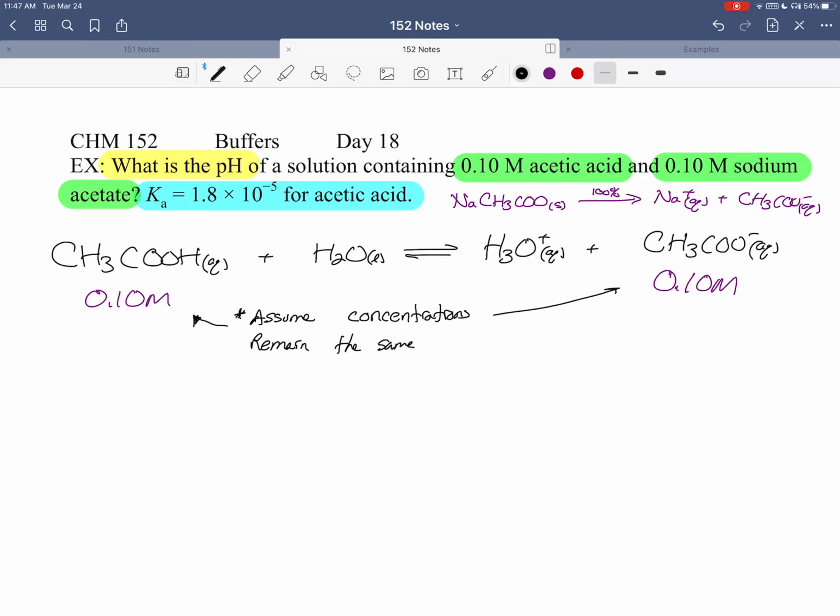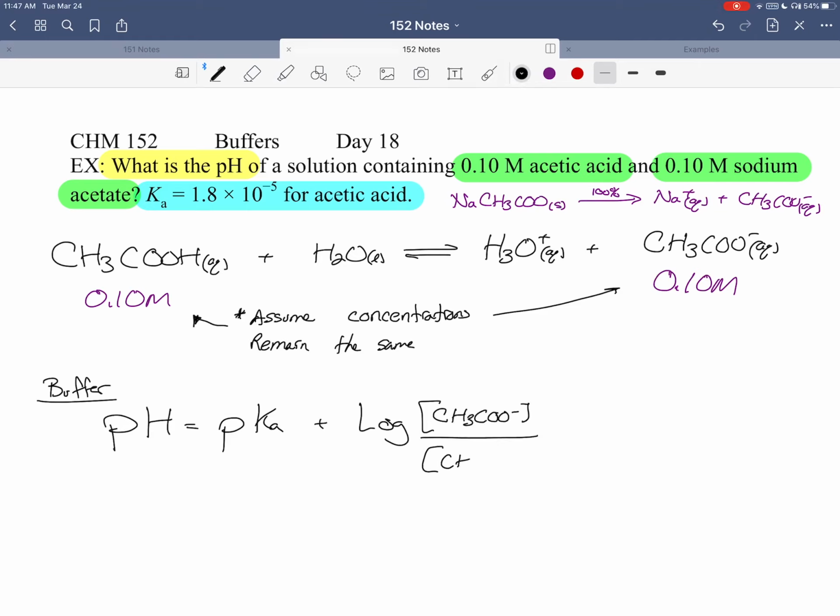Well, this would be a buffer, right? So a buffer. Now in the buffer we can use the Henderson-Hasselbalch equation. pH equals pKa plus the log of the conjugate base over the acid. So the conjugate base would be acetate over the acid.